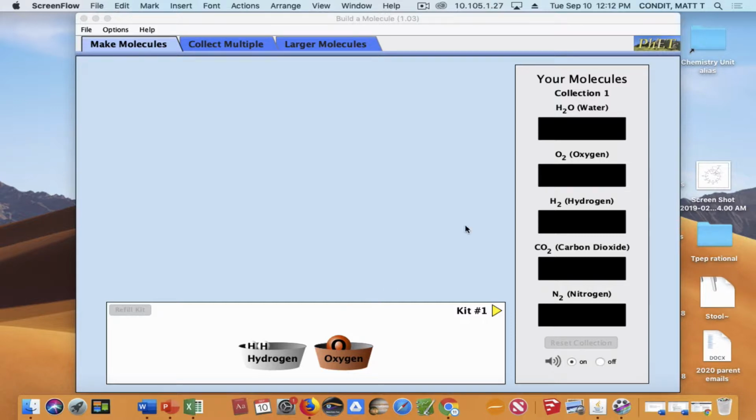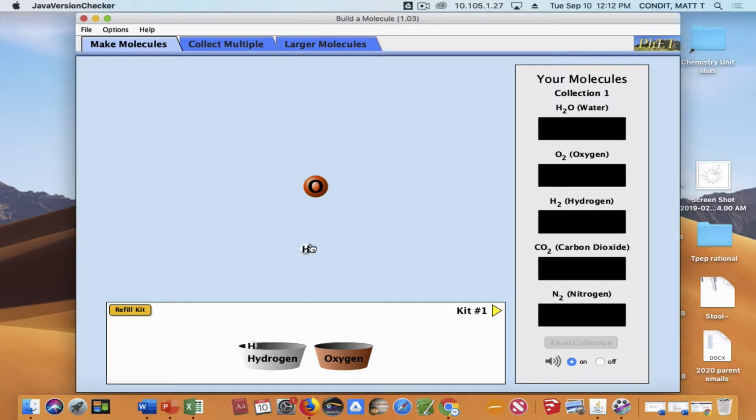The very first thing we're going to do is water, which is H2O. You can see the H is for hydrogen, and the O is for oxygen, and the subscript tells us the number. So there we've got an O and two H's, and that makes our water molecule.